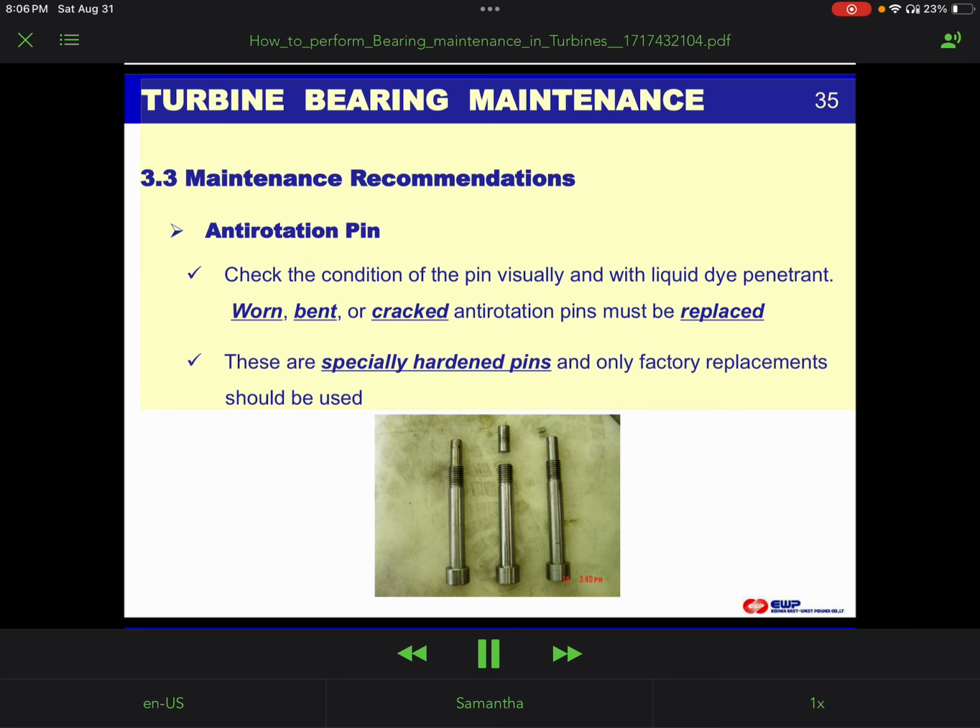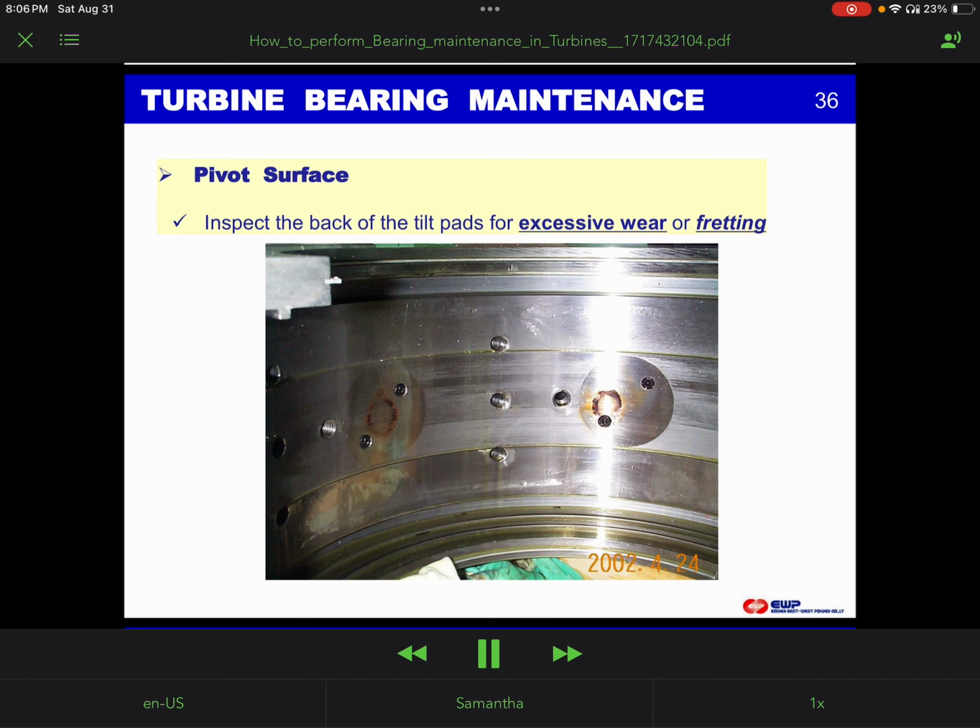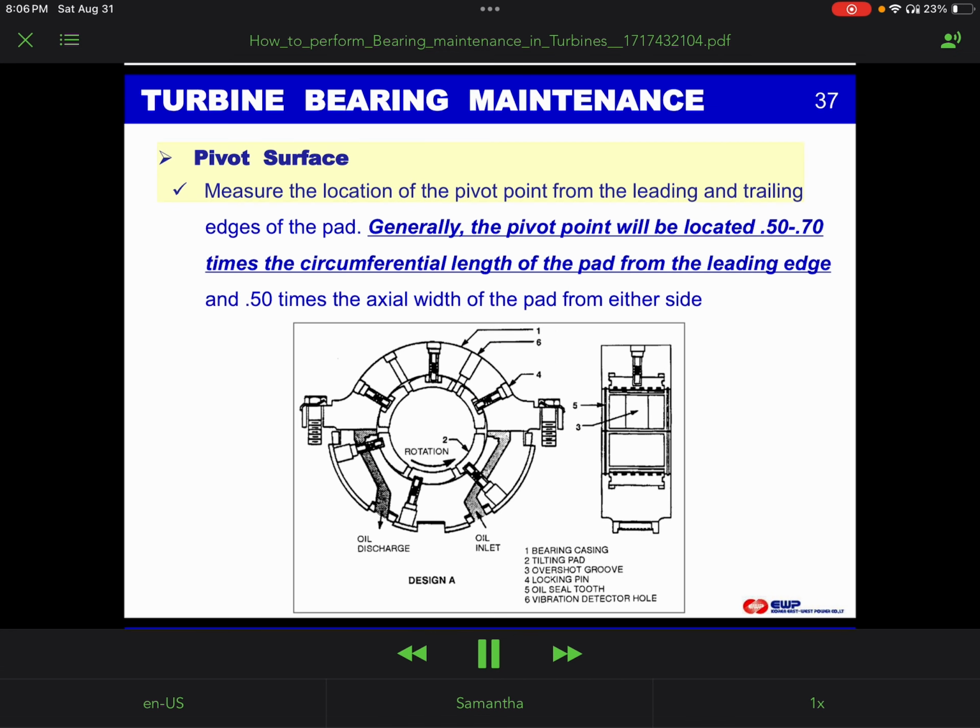Turbine bearing maintenance 35. Pivot surface. Inspect the back of the tilt pads for excessive wear or fretting. Turbine bearing maintenance 36. Pivot surface. Measure the location of the pivot point from the leading and trailing edges of the pad. Generally, the pivot point will be located 0.50 to 0.70 times the circumferential length of the pad from the leading edge, and 0.50 times the axial width of the pad from either side.